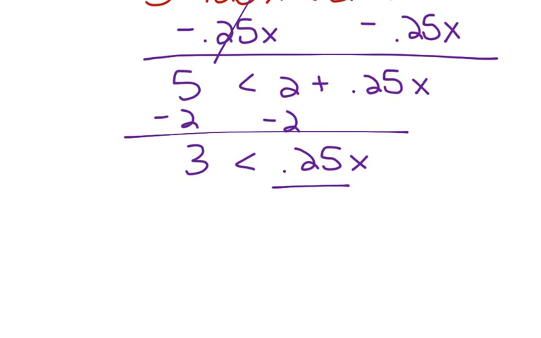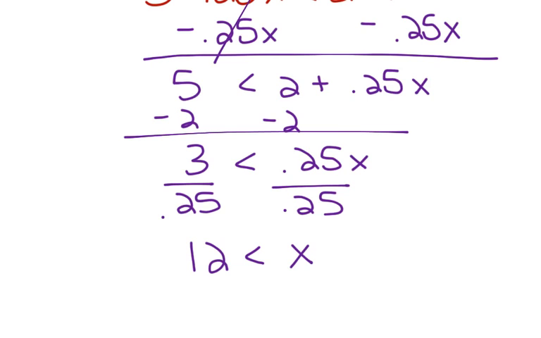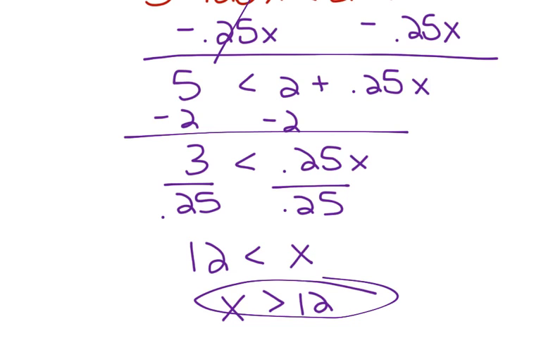And then I'm going to divide by 0.25. I don't need to flip the inequality symbol because I'm not dividing by a negative. And 3 divided by 0.25 is 12. So 12 is less than x, that's the same thing as x is greater than 12. So you have to ride more than 12 rides in order for Plan A to be less expensive. So if you know you're going to ride more than 12 rides, then you would get Plan A. But if you know you're not, you'd get Plan B because you'd save some money.